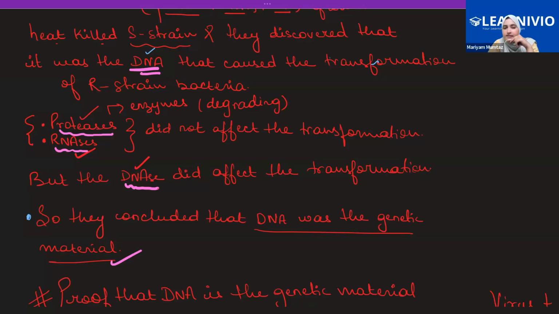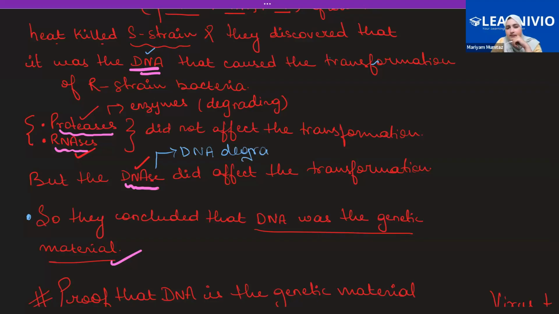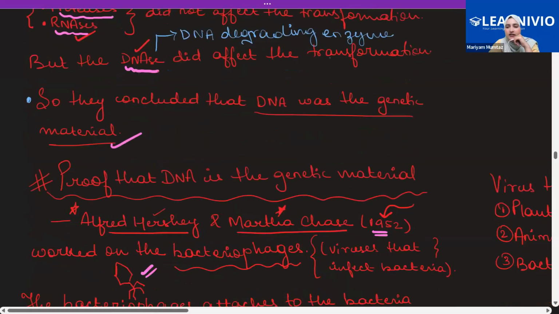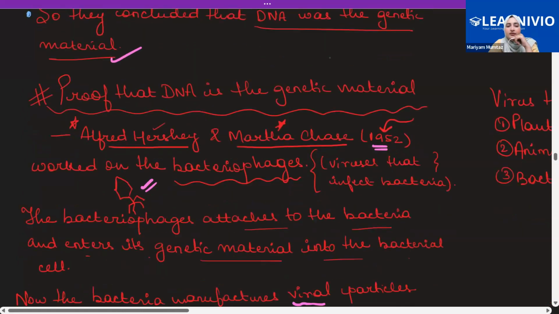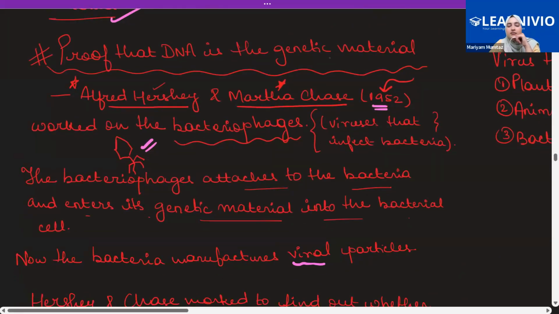Like they had taken those three test tubes, and in those, proteins were still there, RNA was still there, but the DNA had been removed, like it wasn't there afterwards in the test tube. Because the DNA got digested. It got degraded because of DNase. So ultimately, it was concluded that it was indeed DNA that was the genetic material. Clear? Yeah.